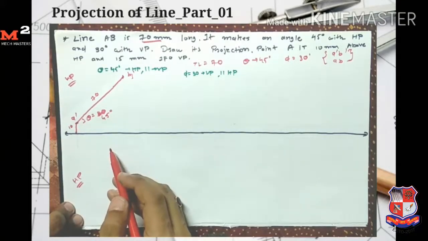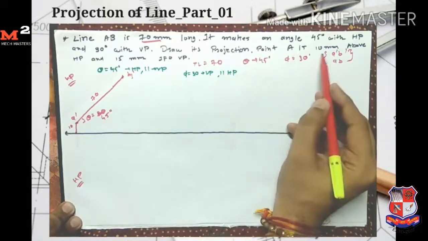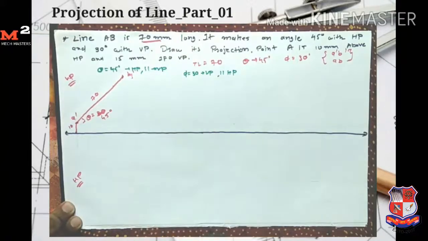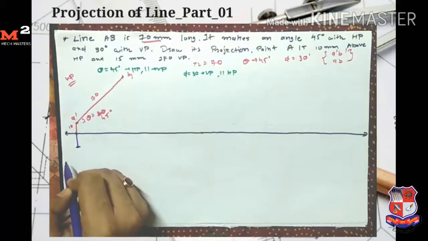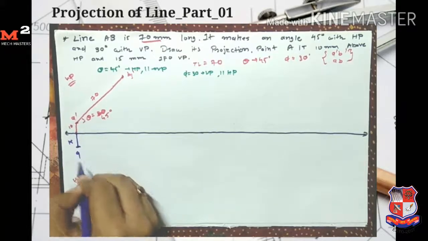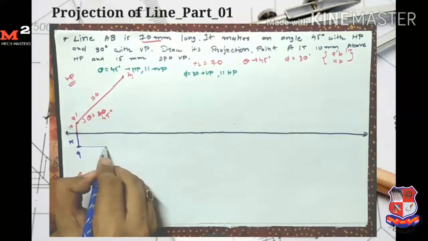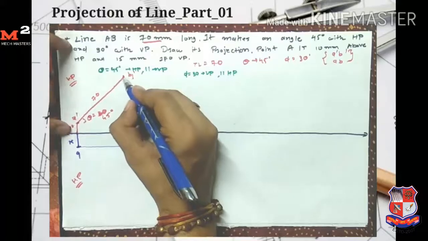the vertical plane. Here first I mark the point A. The distance is given: the point is 15 mm in front of VP. So from here I measure the distance 15 mm, because the point is 15 mm in front of VP, and mark the point A. Now here I draw the locus for point A, and from B1 dash I take its projection here.